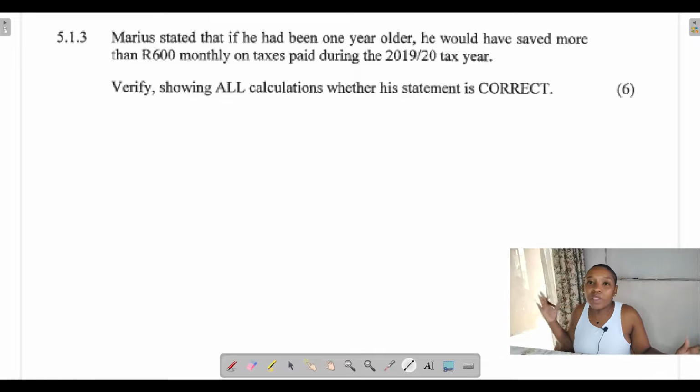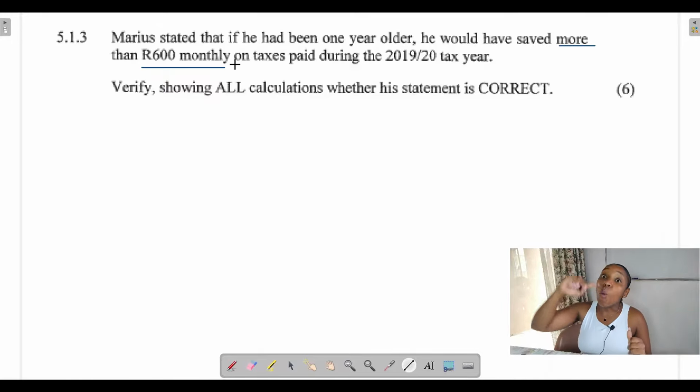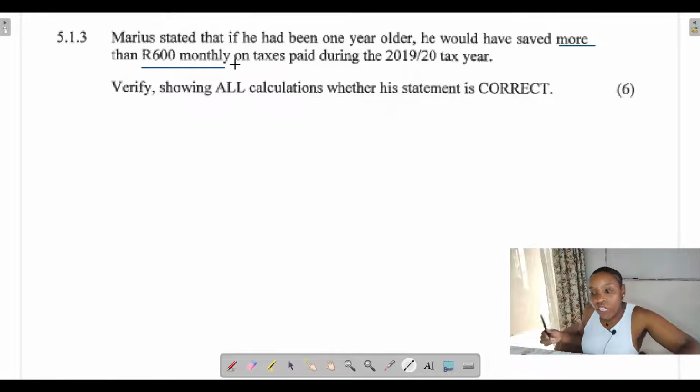You can't say his statement is valid without showing calculations as to how you know whether his statement is valid. So now we are accountants. In other words, we need to check, is he making a valid claim by saying that he would have saved more than 600 monthly? The key is more than 600 monthly. It cannot be 600. It has to be more. So it can be 600.50 cents, 650, more. That's what we're checking. So we need to verify showing all calculations.